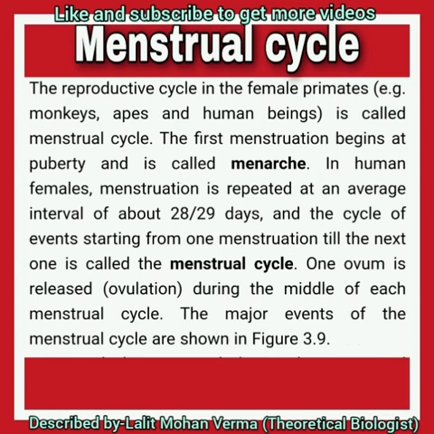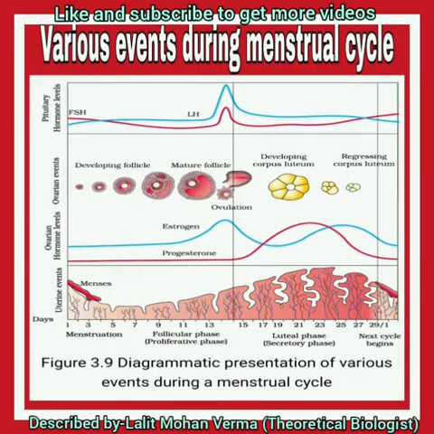One ovum is released, that is ovulation, during the middle of each menstrual cycle. Now I am going to the major events during the menstrual cycle. Students, as you can see on your screen, there are four major events. First one is menstruation, 1 to 5 days.